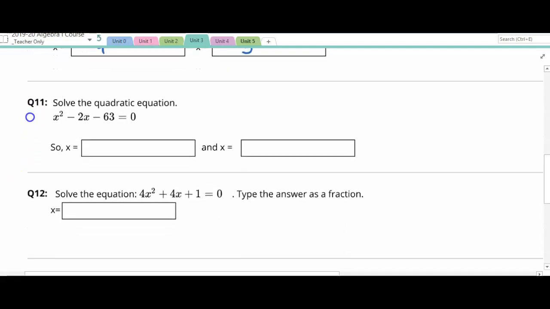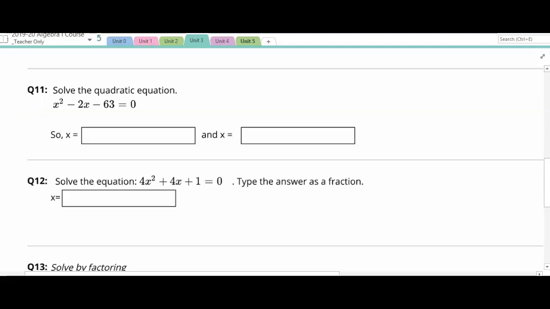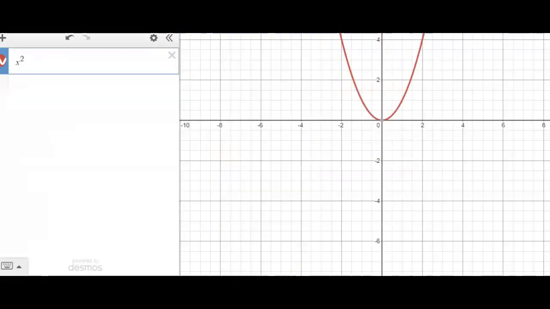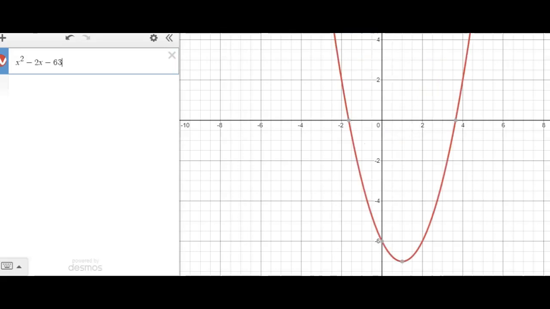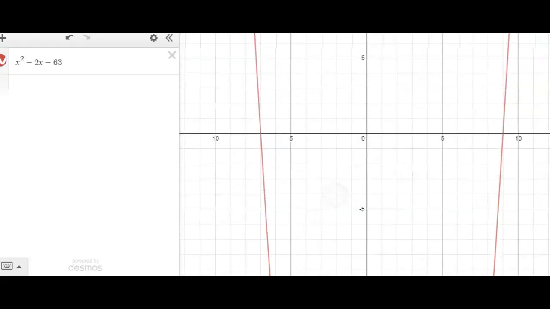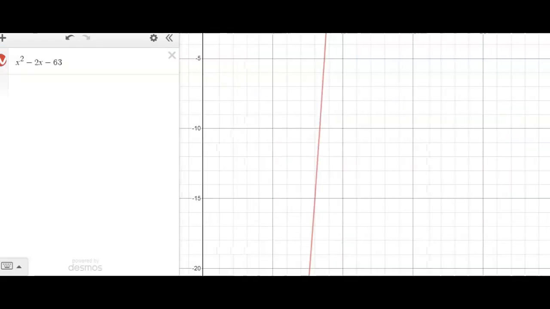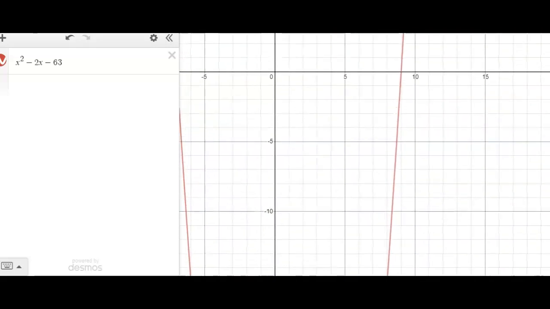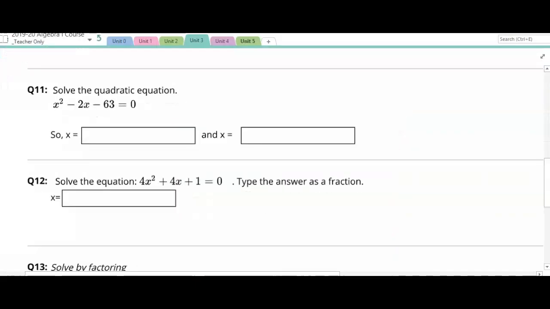The next one, again, easy to solve by typing it into Desmos and seeing where it crosses. X squared minus 2x minus 63. Notice it crosses here at -7, and it also crosses at 9. -7 and 9.